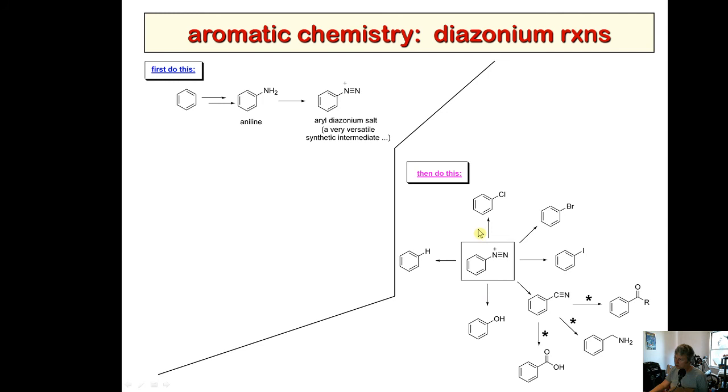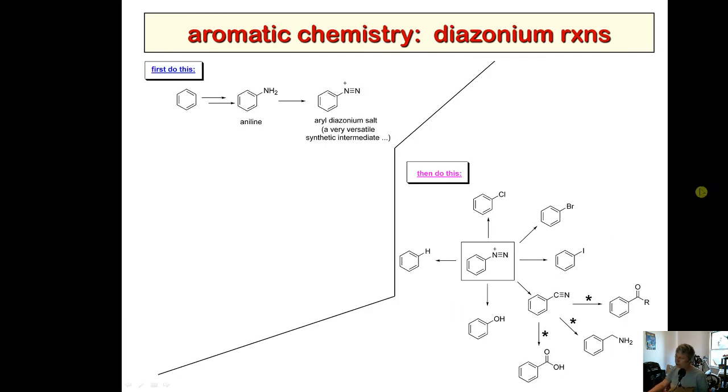We can convert it to chloride, bromide, iodide. So this is copper chloride, copper bromide. The iodide is actually the weird one. It's HI, not a copper. It's just HI. We can do copper cyanide to make the nitrile, and then there's all the fun things we can do with nitriles. We can make ketones, amines, and carboxylic acids. We can also, this is a pretty cool one, turn the diazonium into a phenol, because you've not learned any other way to really make these in a general manner.